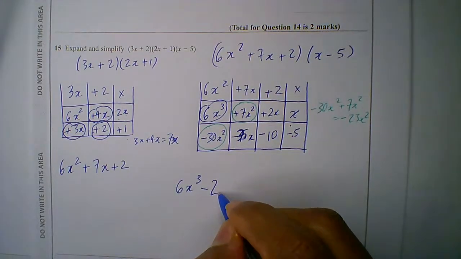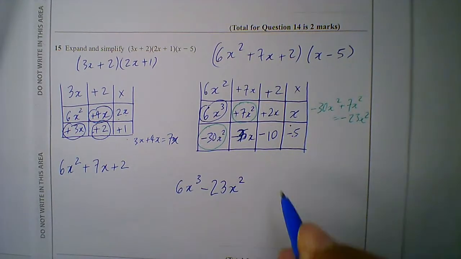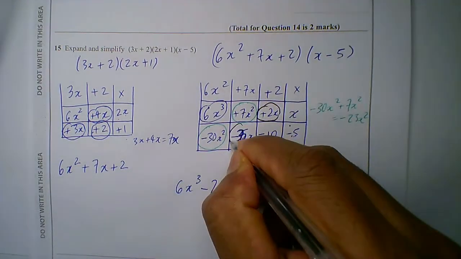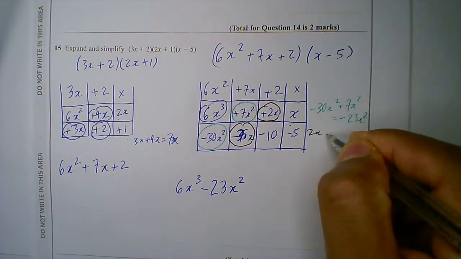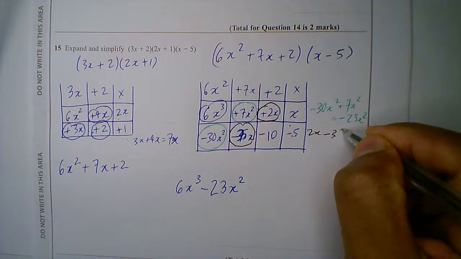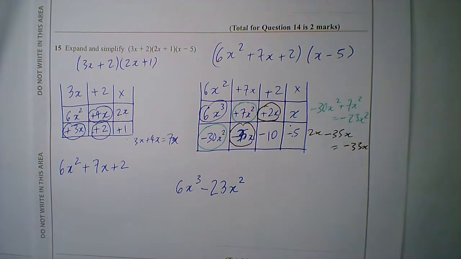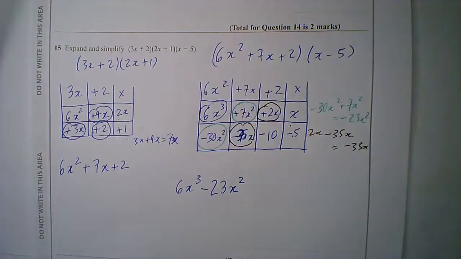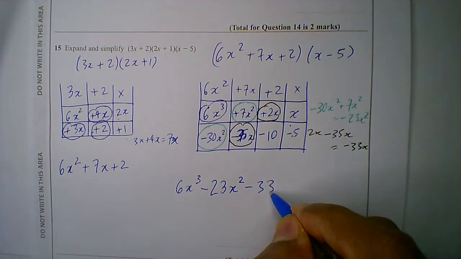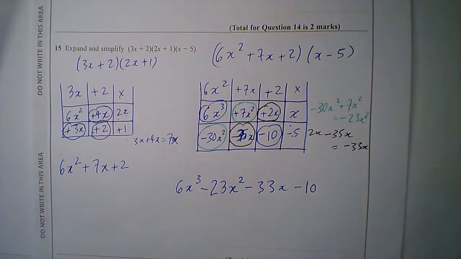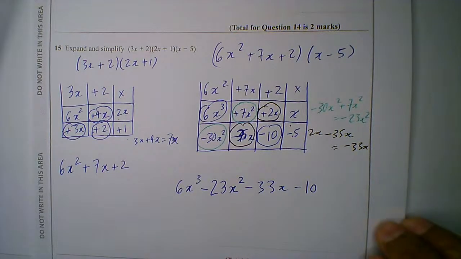So minus 23x squared. And I've got my next one, which is my x terms. 2x take away 35x gives me minus 33x. And then I have my last term here, which is minus 10. Hopefully you've got that right. Well done if you have.